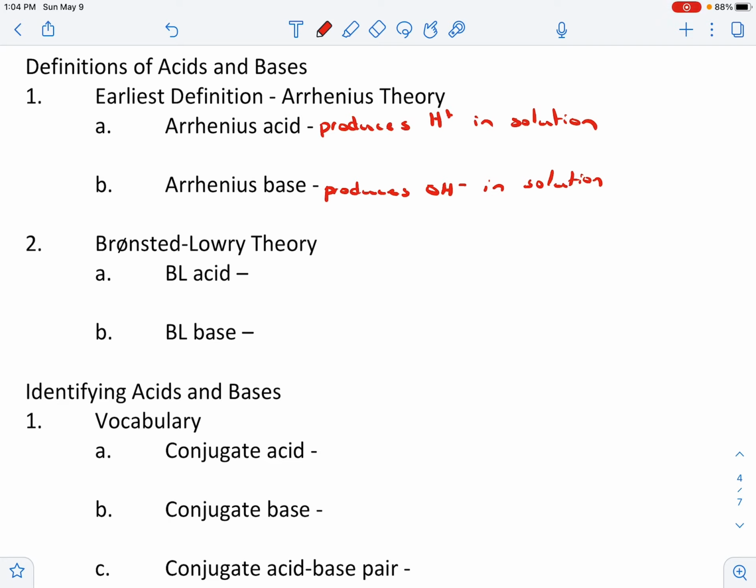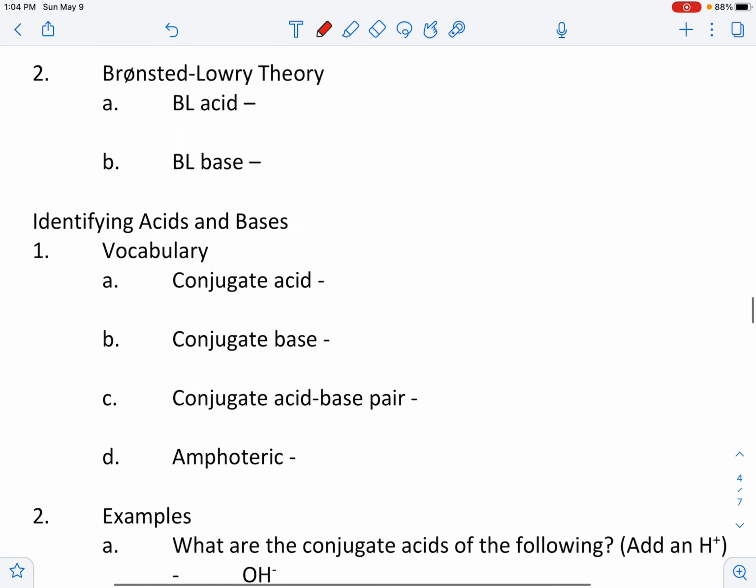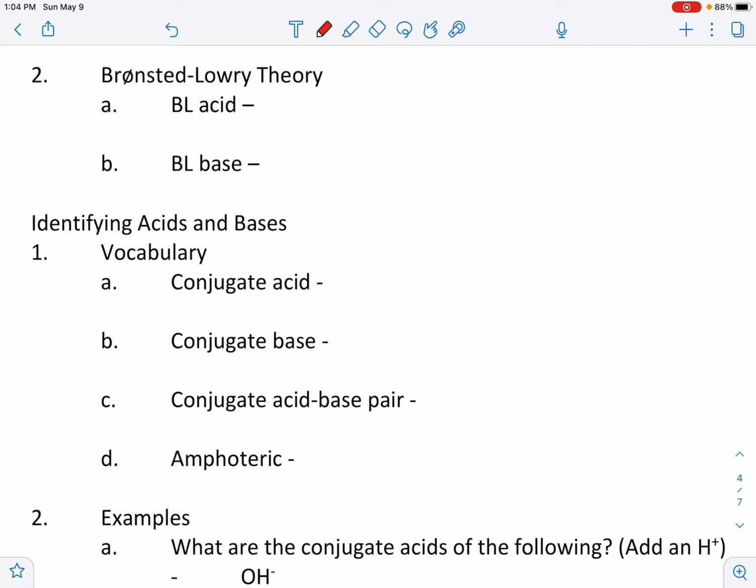So our next definition is our Bronsted-Lowry theory. And this is the one that we're going to use most often. And this is the one that we're going to base all of our other stuff off of, so just be prepared for that. So Bronsted-Lowry came along a little bit later and they defined an acid a little bit different, and they said that an acid is one that donates a proton.